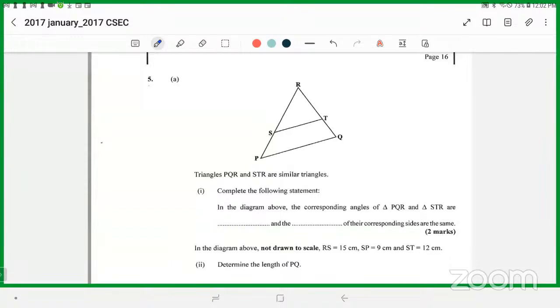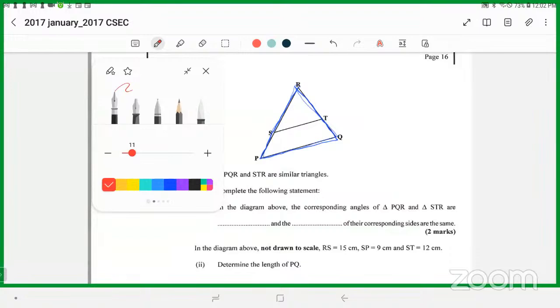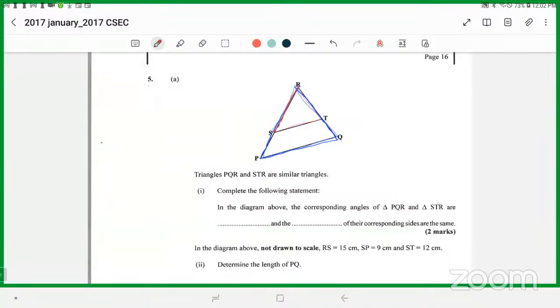This question says PQR and STR are similar. Actually, they give it away. So where are they? The PQR is the big one. It's similar to the red one, the small one. So those two triangles are similar triangles, the blue one and the red one, the big one and the small one.